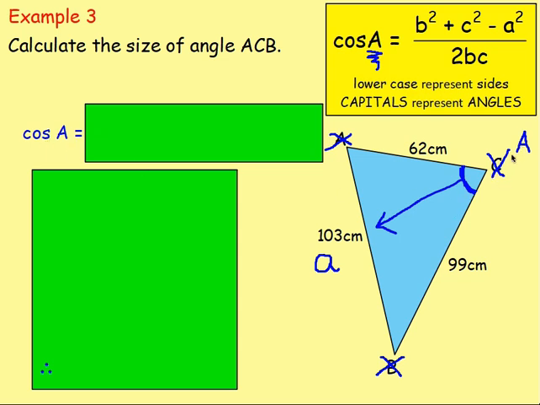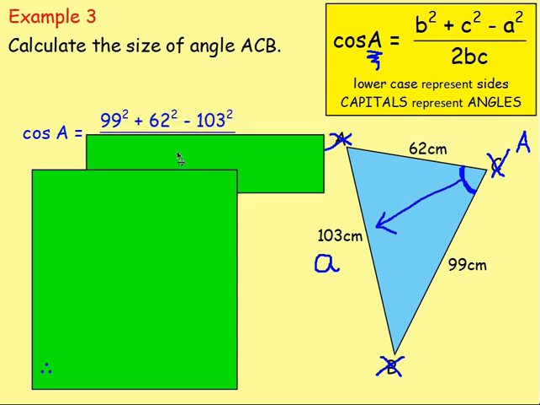So cos A equals, that there is the A, that's what we want to find. That is small a, so that's the one we're taking away in the formula. And the B and the C will be the 62 and the 99.